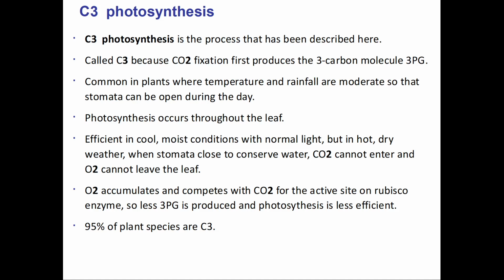It's common in plants where temperature and rainfall are moderate, so they're not experiencing any extreme heat or lack of water, any drought. Photosynthesis occurs throughout the leaf. It's sufficient in cool, moist conditions with normal light, but in hot, dry weather, when stomata close to conserve water, CO2 cannot enter and O2 cannot leave the leaf.